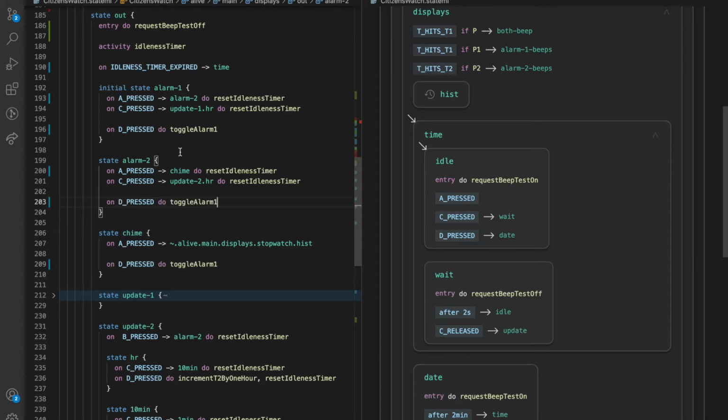I'm definitely struggling with the name of this action. Toggle is a verb, so it's sort of a command. It's more of a command.